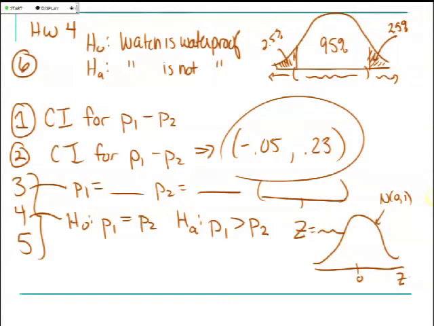Your z-statistic looks at p1 hat minus p2 hat on top over a standard error. If h naught's true, the two proportions should be the same, so you'd expect these two guys to be the same under h naught. So you'd expect 0.